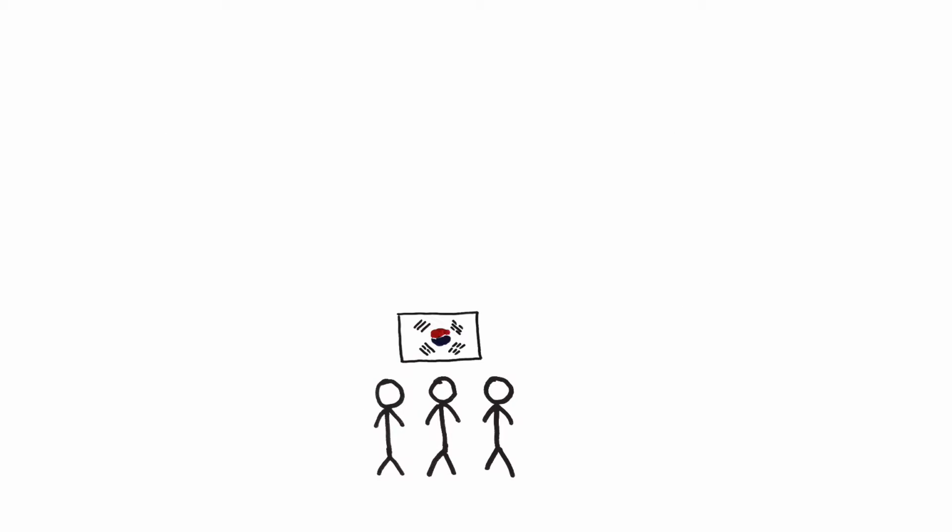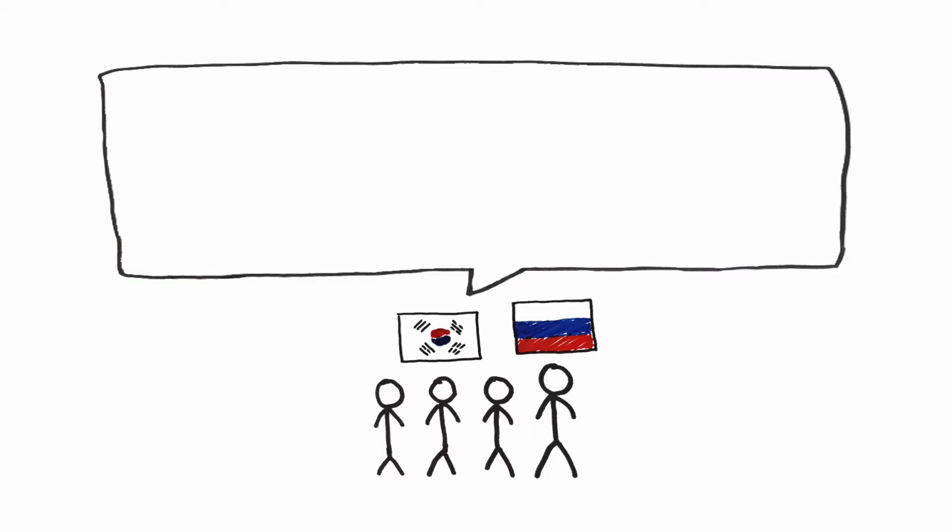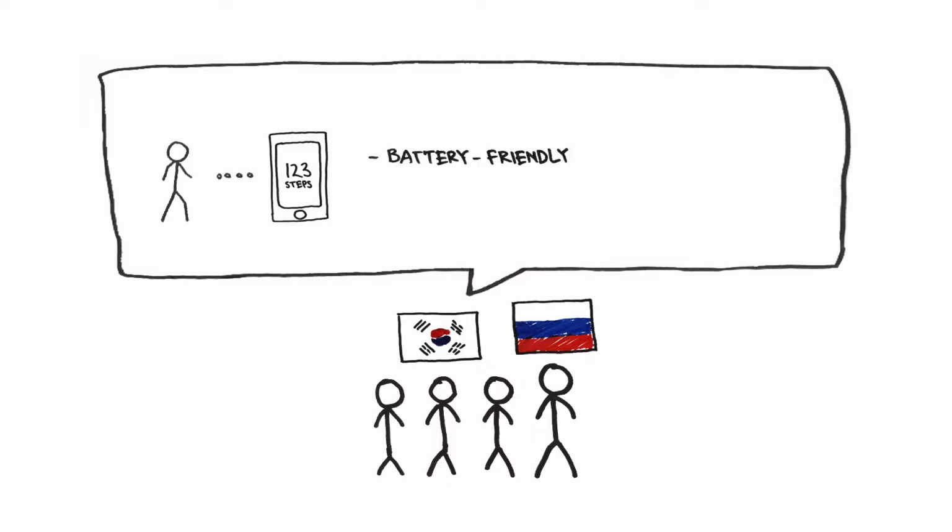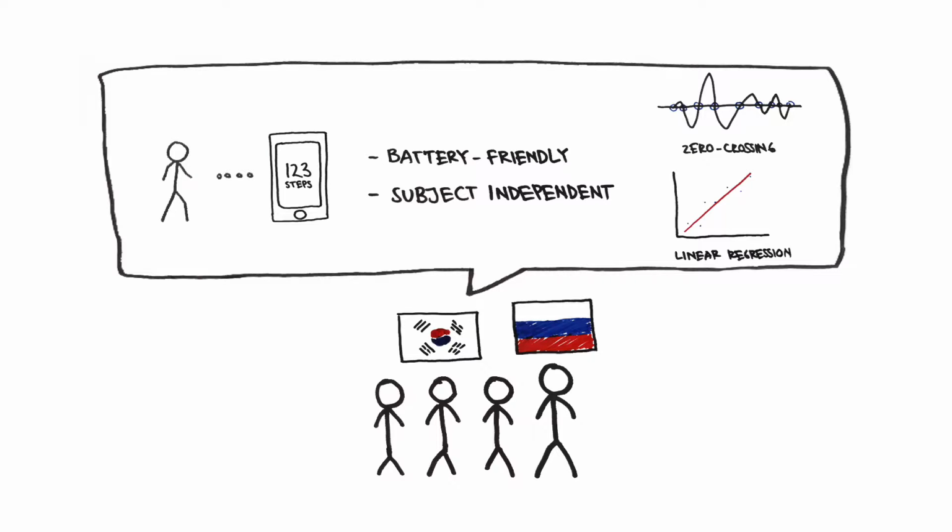Three researchers from South Korea, and one from Russia, have proposed a design and implementation of a step-counting algorithm for Android-based smartphones, which is both battery-friendly and, to some extent, subject-independent, using advanced zero-crossing scheme and linear regression to estimate the number of steps taken by the user.